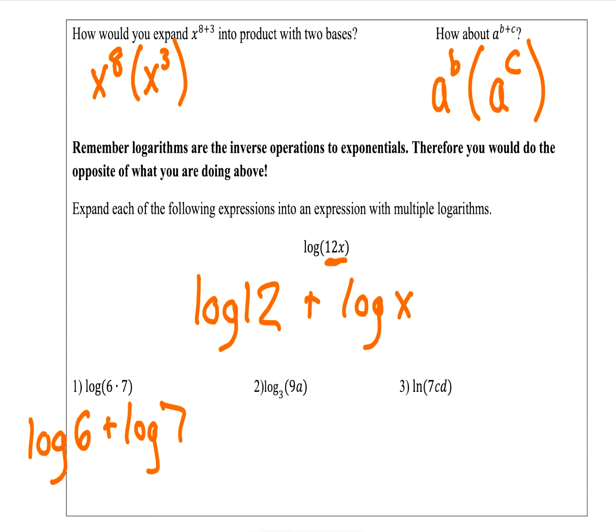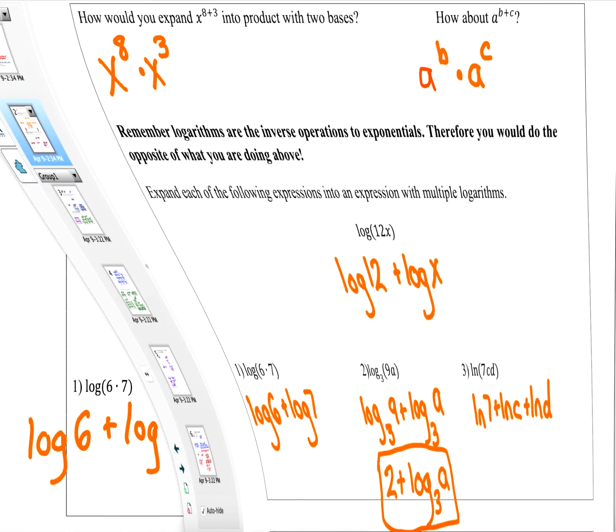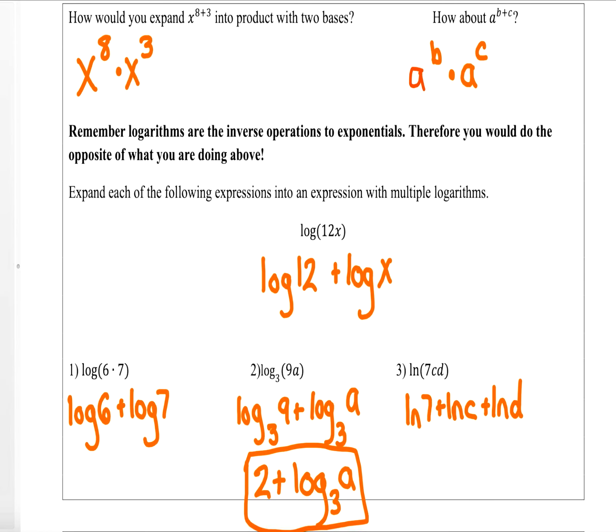So what you should get for 2 and 3. You should get 2 plus log base 3 of a. And you might be thinking, oh, Mr. Shannon, I got the log base 3 of 9 plus log base 3 of a. But remember, log base 3 of 9 is equal to 2. So when you simplify that, that would be 2 plus log base 3 of a.